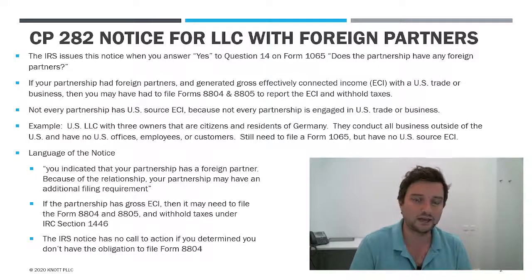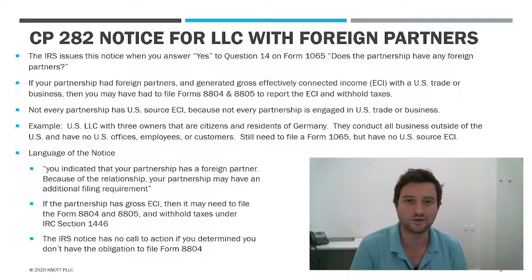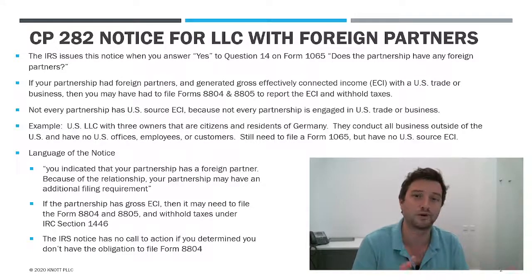In this case, because they have no U.S. nexus, they have to file the return, but they don't have any U.S. ECI, so they have no 8804 or 8805 filing obligations, right? So in this case, if they filled out the 1065, they answered yes to foreign partners, no to 8804 and 8805s.